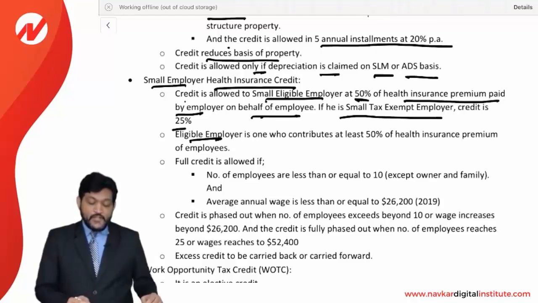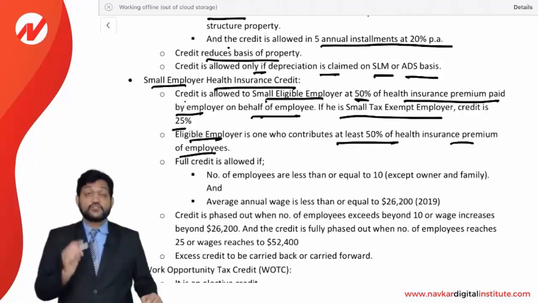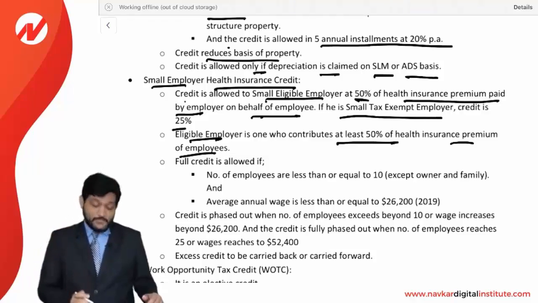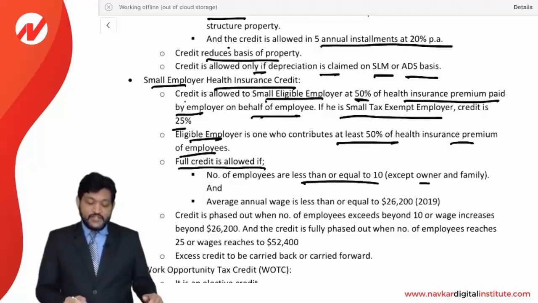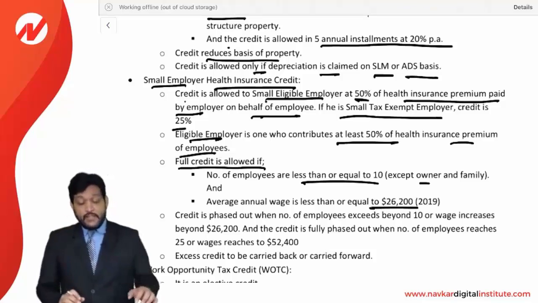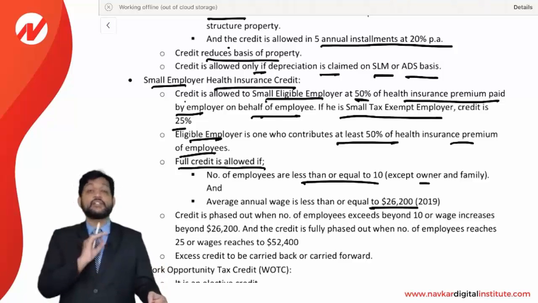An eligible employer is the one who contributes at least 50% of the health insurance premium of the employee. To be eligible, you have to pay 50% of the health insurance premium expense of the employee. Full credit is allowed if the number of employees is less than or equal to 10, excluding the owner and the family, and average annual wage is less than or equal to 26,200. So if the number of employees is less than or equal to 10 and average wages are less than or equal to 26,200, you will get a full credit.